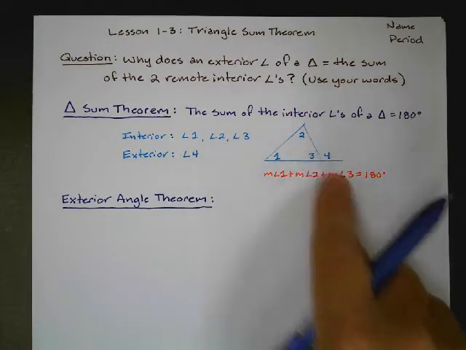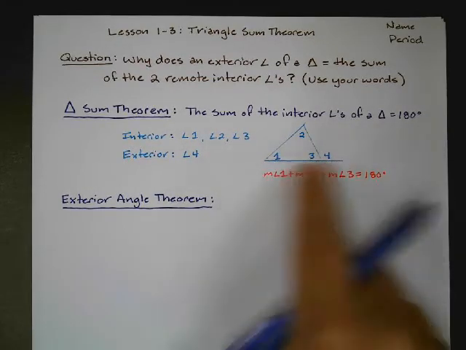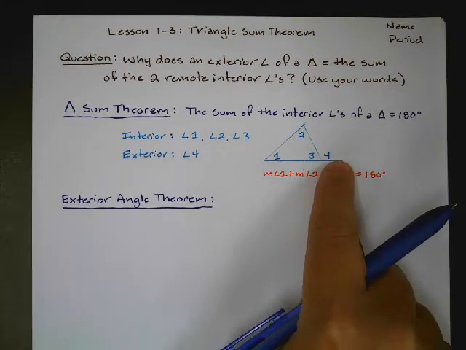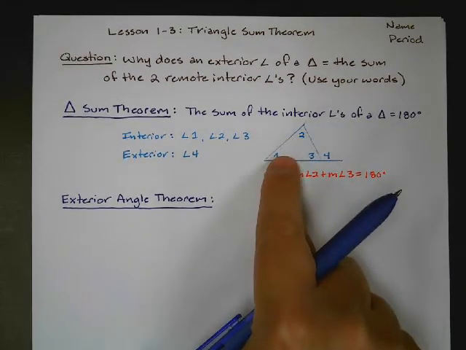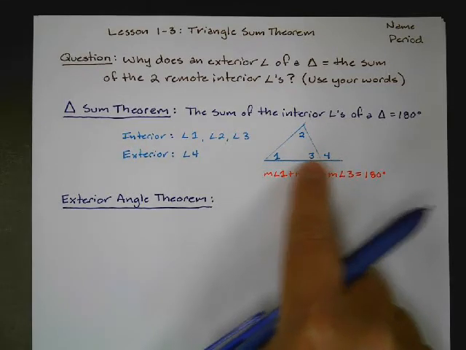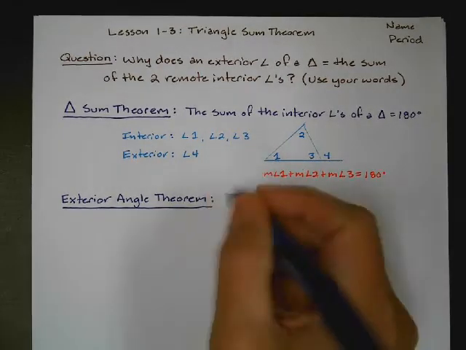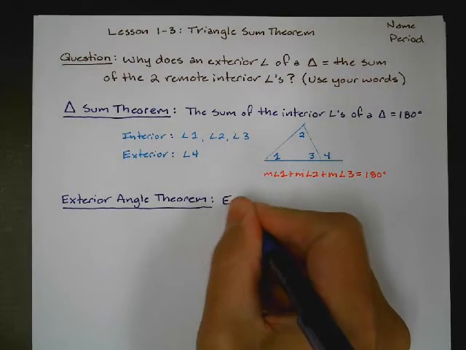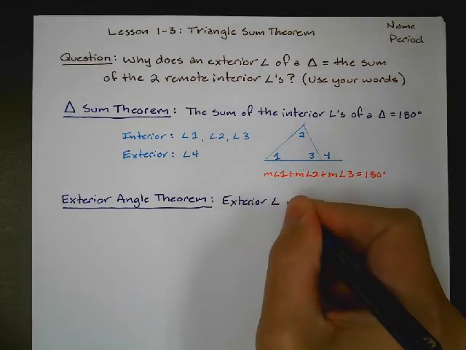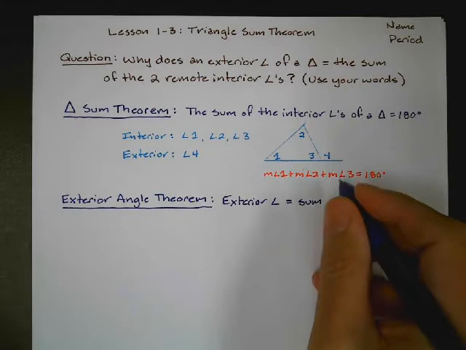The remote interior angles are the two angles that are not linear pairs with that one. So what this one says is angle 4 should be equal to 1 plus 2. So the exterior angle and then these two would be remote interior angles. And the remote interior angles are just the angles that are not linear pairs. So we can't use angle 3 because it's linear pairs with that exterior angle. So the rule is an exterior angle is equal to the sum of the two remote interior angles.